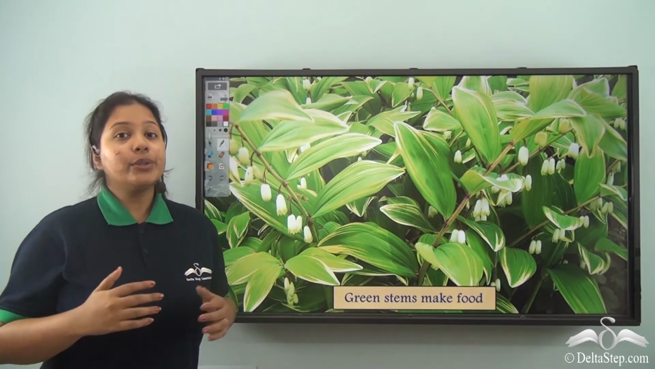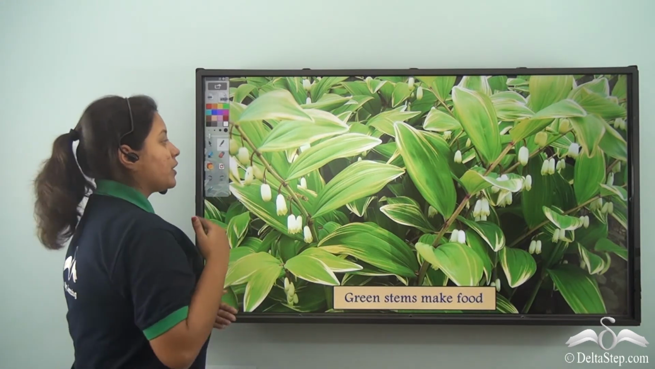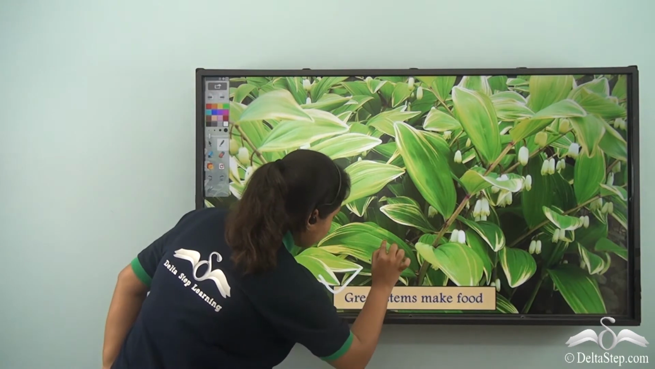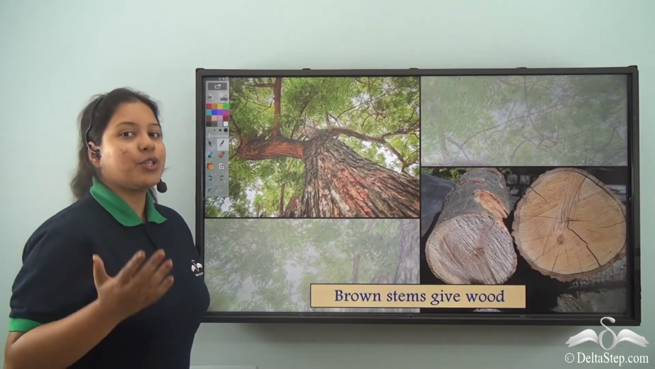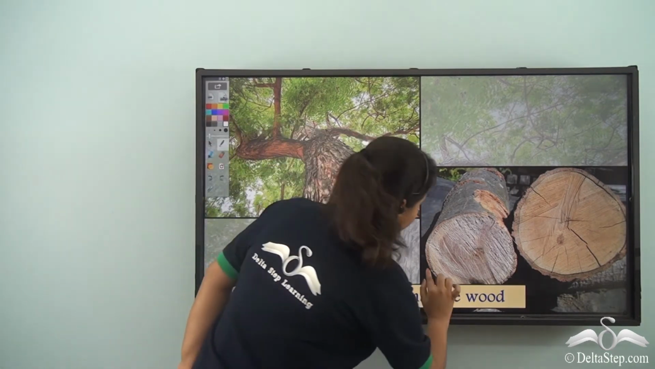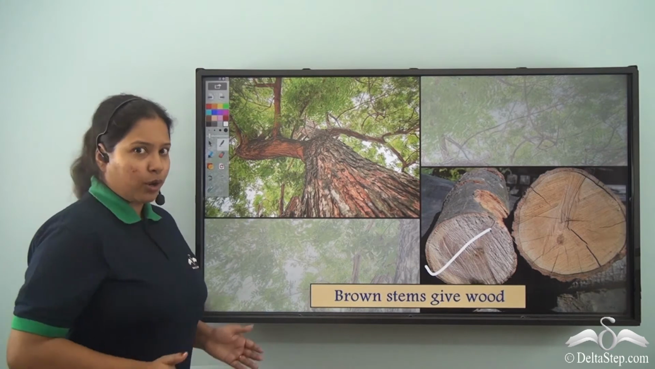So, what do the green stemmed plants do? Well, the stems which are green in color help in making food, and the stems which are brown in color give wood because they are very strong.